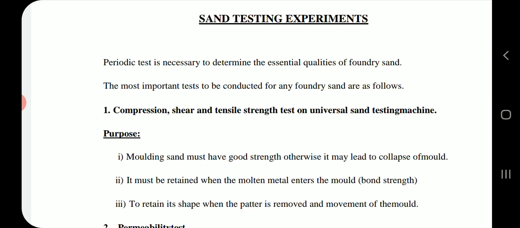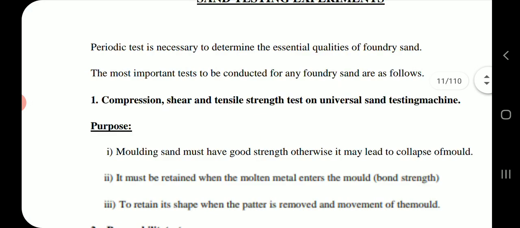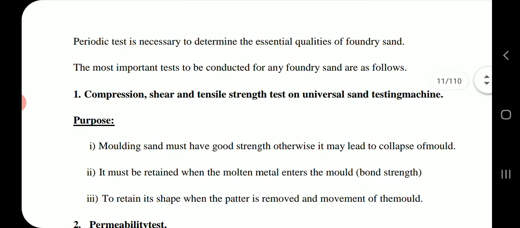Sand testing experiments. Periodic tests are necessary to determine the essential qualities of foundry sand. The most important tests to be conducted for any foundry sand are as follows: compression, shear, and tensile strength test on universal sand testing machine.